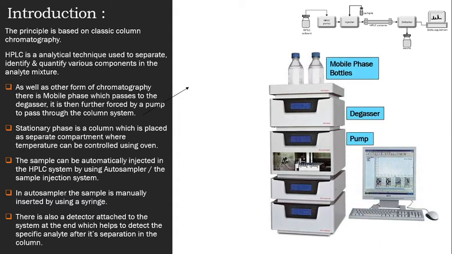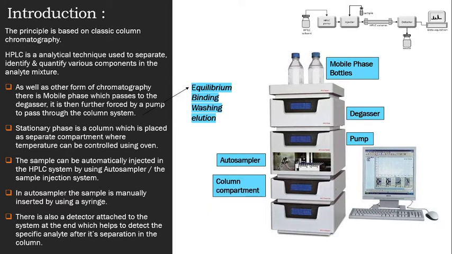Do you know what happens in the column? First is the equilibrium, second, binding, third, washing, and the fourth and last step is the elution of the separated component. The stationary phase is a column which is placed as a separate compartment where temperature can be controlled using the oven. The sample can be automatically injected in the HPLC system by using an autosampler or by using the sample injection system. In the autosampler, the sample is manually inserted by using a syringe.